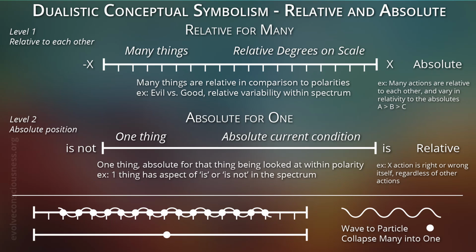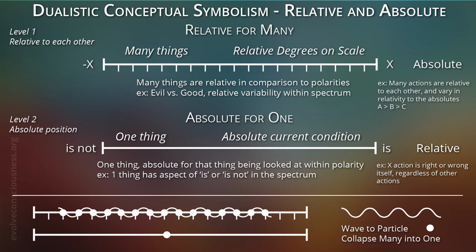Example, evil versus good. There's a relative variability within the spectrum of different actions, different behavior. So, example, many actions are relative to each other and vary in relativity to the absolutes. So A is greater than B, is greater than C, is greater than D, is greater than E, etc. As I was explaining with infographic number 1, and the contact points in yellow, and now you can have the thing on the left is worse than the thing on the right, etc. So this is how the relativity between the things in between the absolutes work.